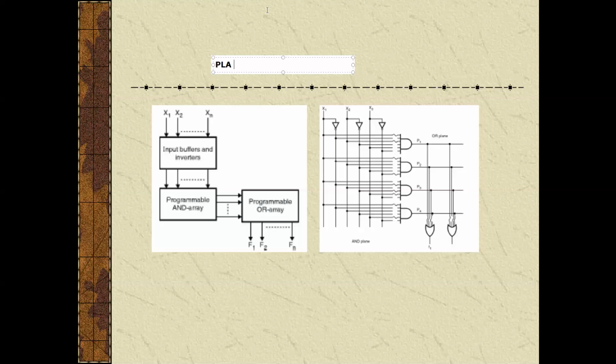Here, the figure shows a PLA diagram, which has 3 inputs, 4 product terms and 2 outputs. The AND array has 6 inputs, and the connection to an AND gate is programmable.